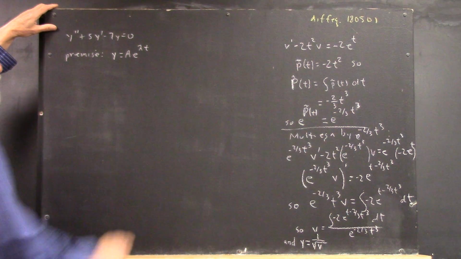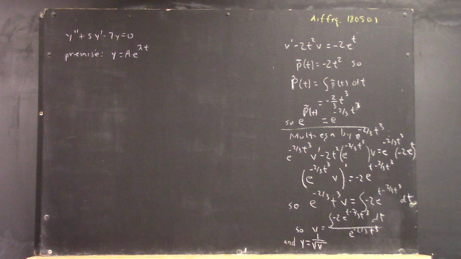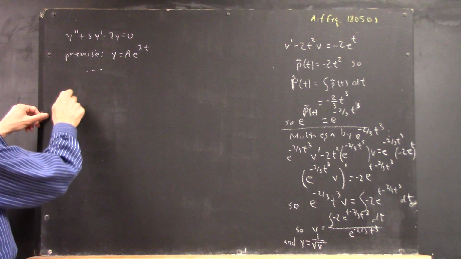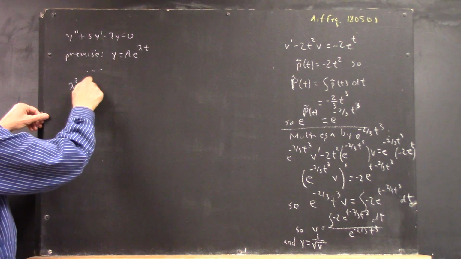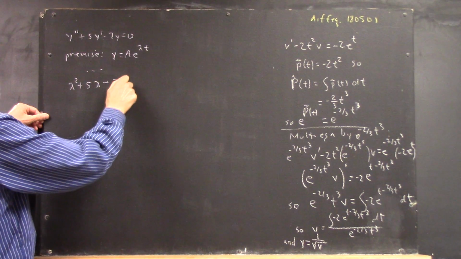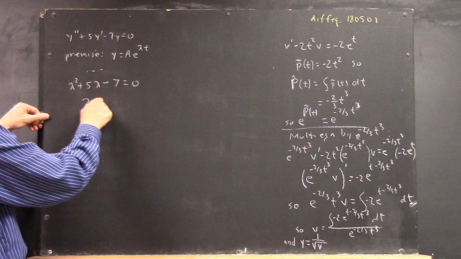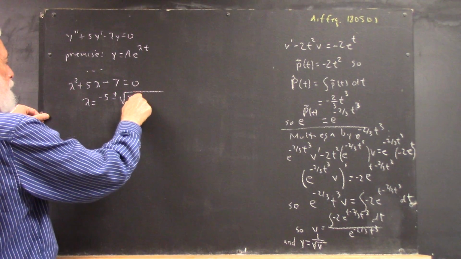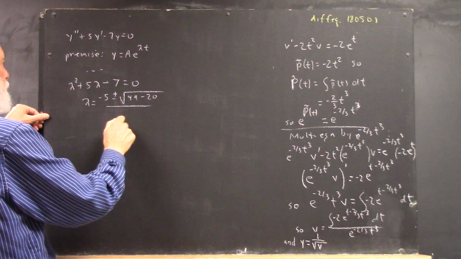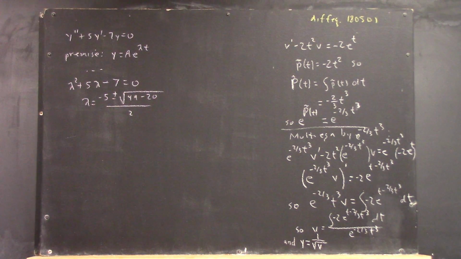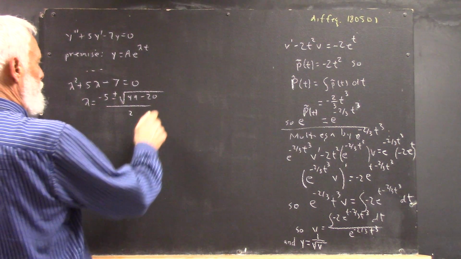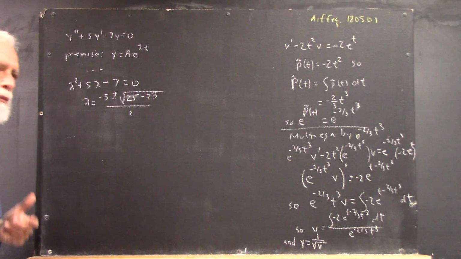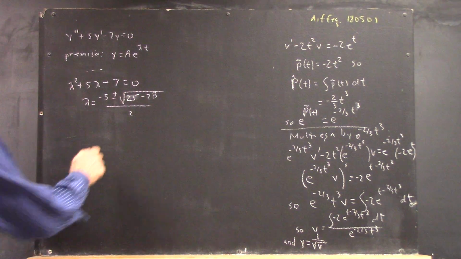y equals some multiple of e to the lambda t, right? Yes. And this leads to the characteristic equation in a very straightforward manner. We get lambda squared plus 5 lambda minus 7 equals 0, so that lambda equals -5 plus or minus the square root of 49 minus 20, divided by 2. Right? And it's minus 28. And it's not 49, it's 25. There we go. See? Okay?